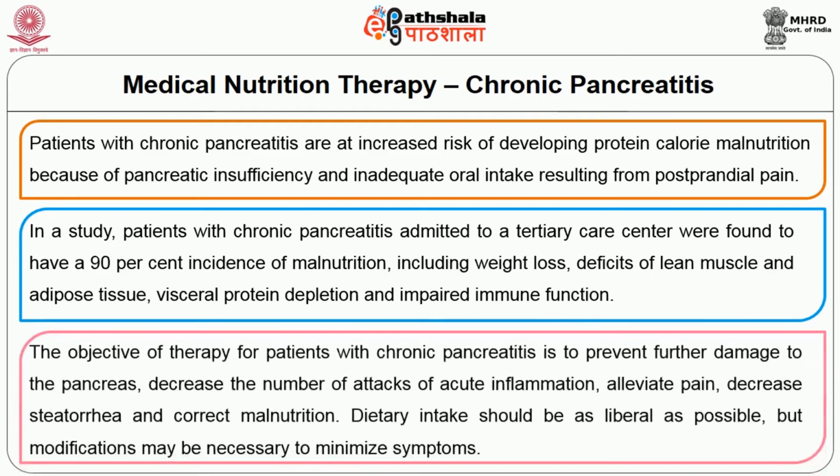The objective therapy for patients with chronic pancreatitis is to prevent further damage to the pancreas, decrease the number of attacks of acute inflammation, alleviate pain, decrease steatorrhea, and correct malnutrition. Dietary intake should be as liberal as possible, but modifications may be necessary to minimize symptoms. Substitution of dietary fat with medium chain triglyceride oil may relieve steatorrhea and lead to weight gain.